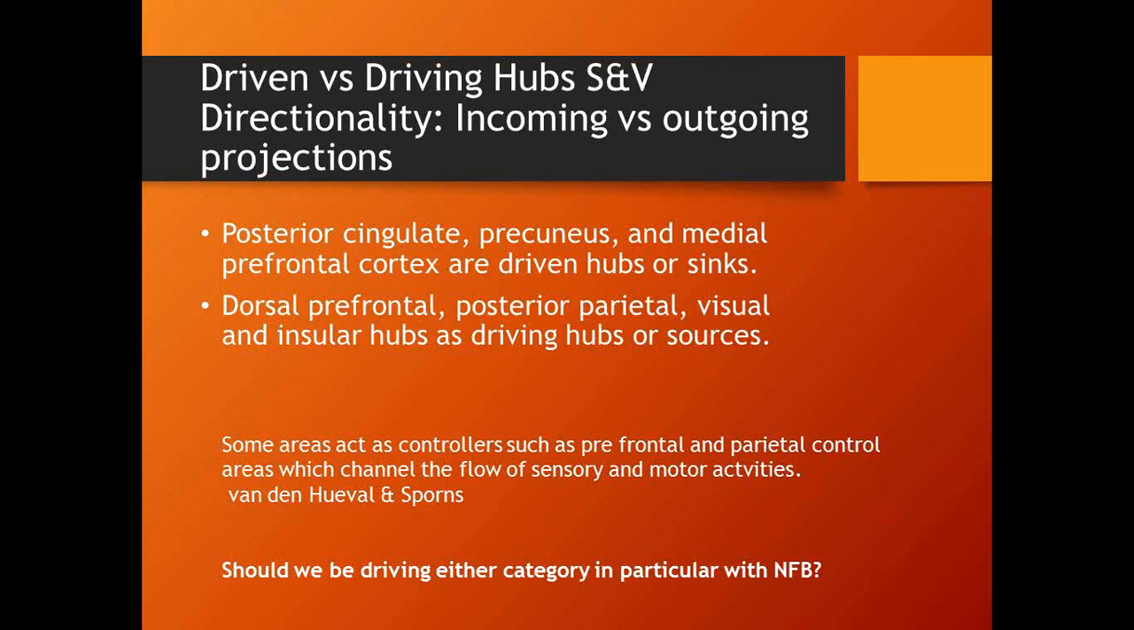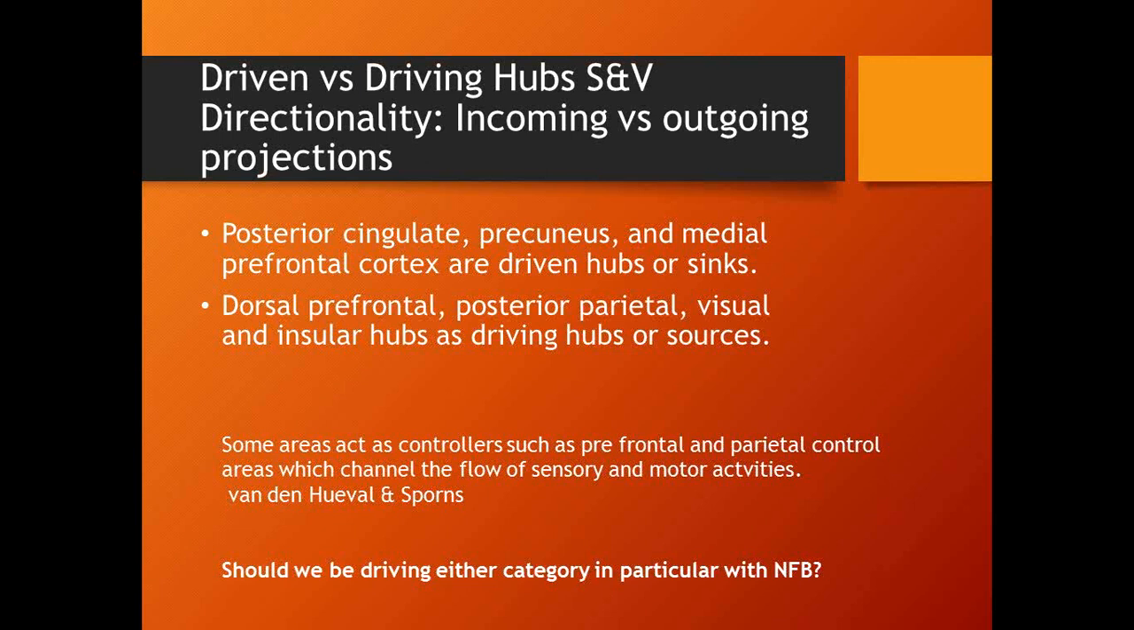Here are some examples of these different hubs and projections. The posterior cingulate, okay, that's at around PZ. The precuneus, that's just below it. The medial prefrontal cortex, maybe up around FP1, are driven hubs or sinks.